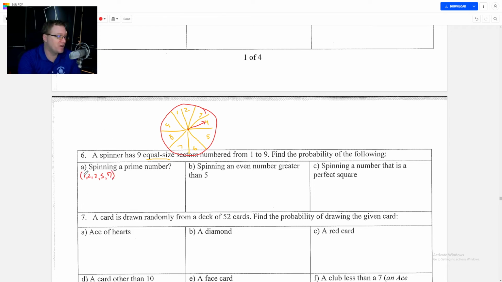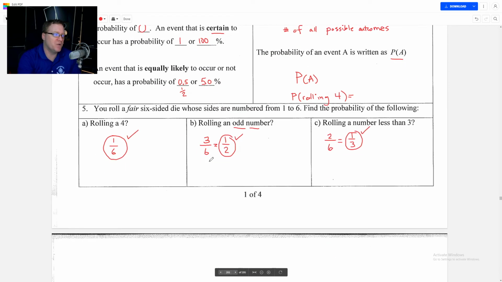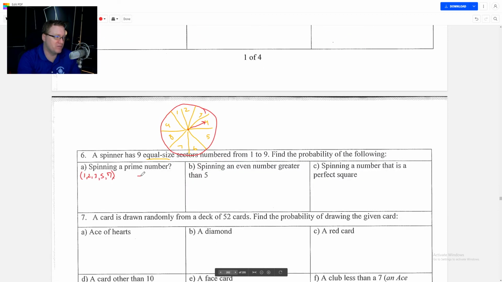So how many are there? 1, 2, 3, 4, 5. So that means that there are 5 ways that we can spin a prime number. And how many different outcomes are there? Well, there's 1, 2, 3, 4, 5, 6, 7, 8, 9. 9 different possible outcomes. So that means the probability of getting a prime number is 5/9. Okay?